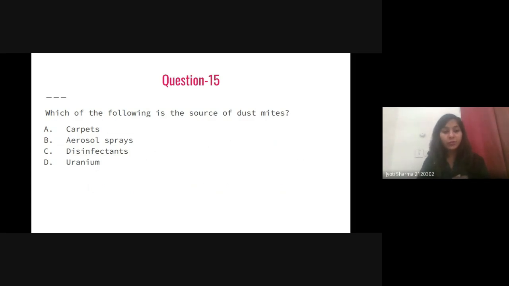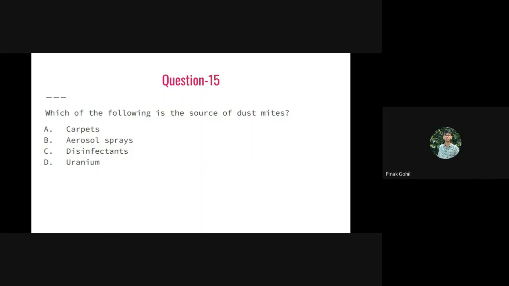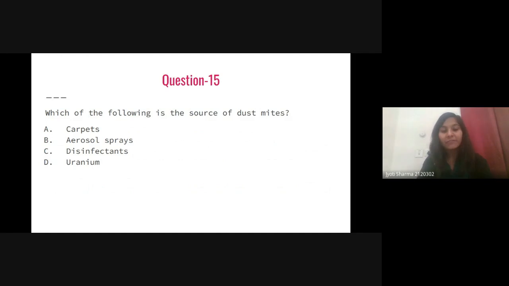Okay, the question is, which of the following is the source of dust mites? Carpet. Carpet, okay, yes. And what's the reason for having dust mites on your carpet? It is related to dust. Even if you have the hair or nails of a cat, hair and nails of a dog, or even of the human body on the carpet, then there may be dust mites. These are kind of insects that you may have on your carpet, and such a carpet may also lead to indoor air pollution. So yes, that is the right answer.